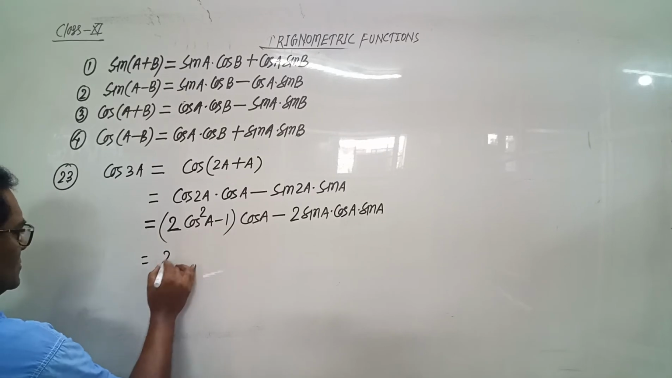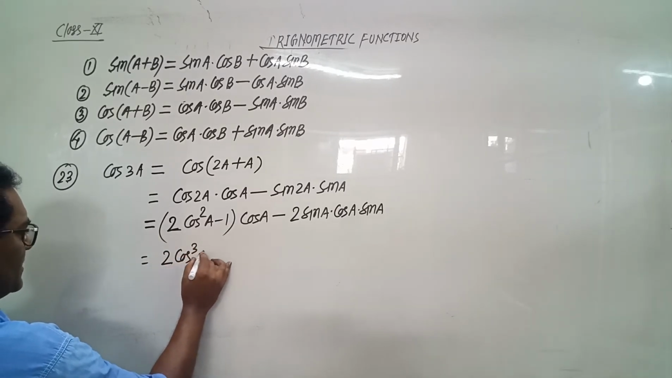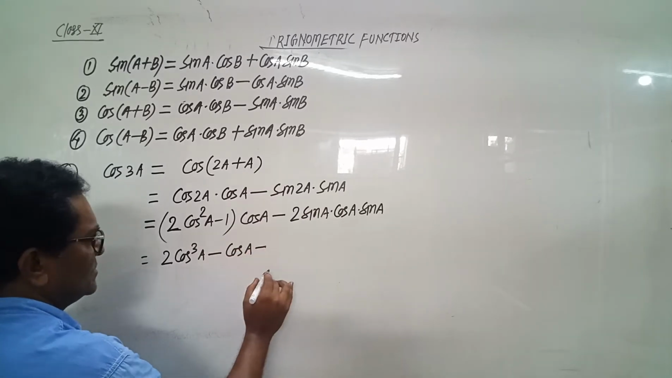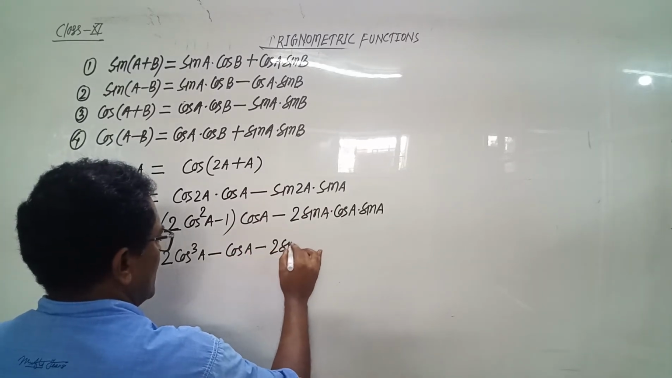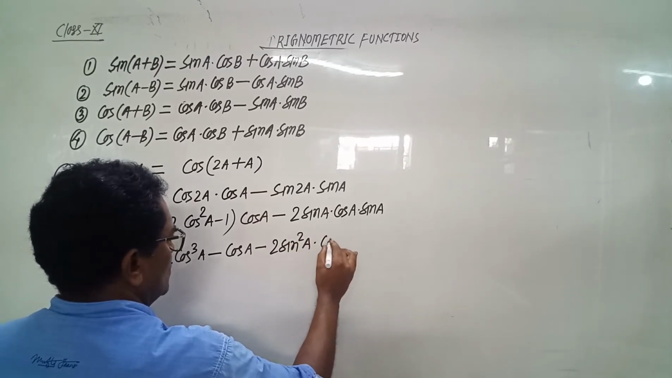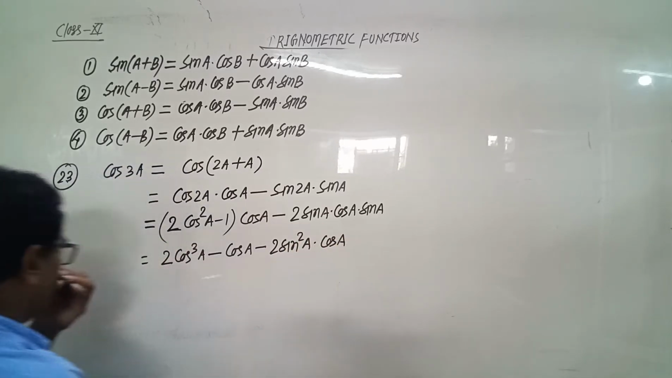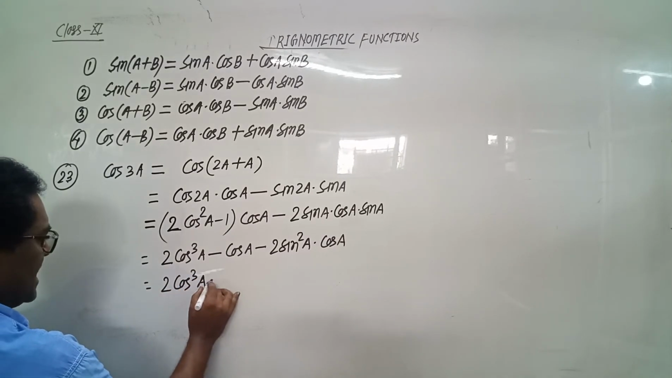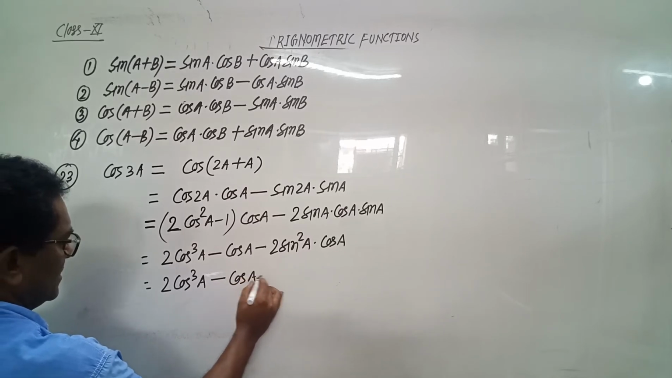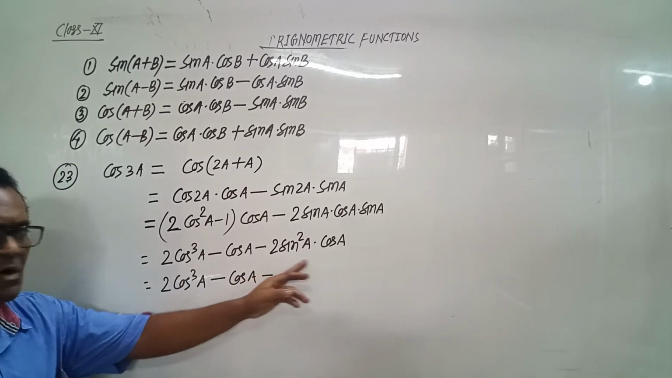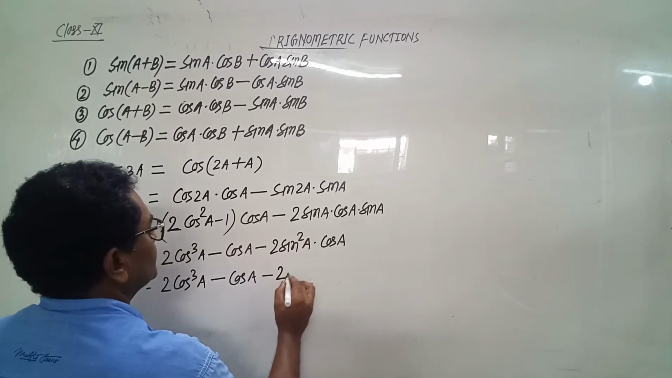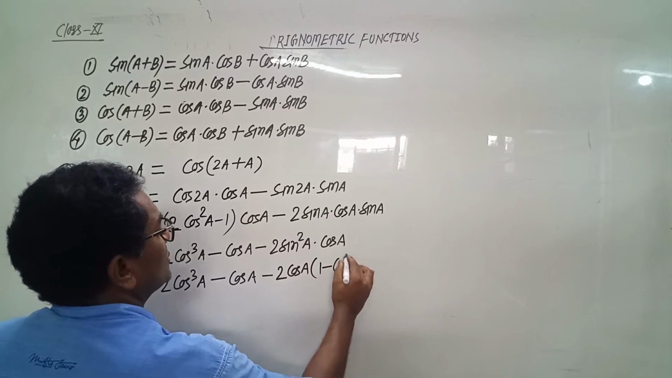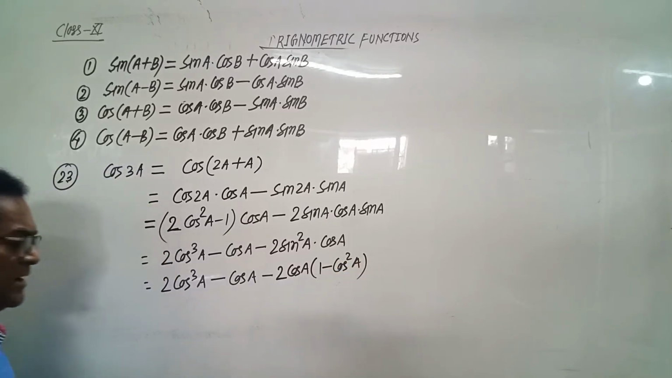Remove this bracket, so 2 cos cube A minus cos A, minus this becomes 2 sin square A into cos A. So 2 cos cube A minus cos A, minus 2 cos A as it is, and this sin square A is written as 1 minus cos square A.